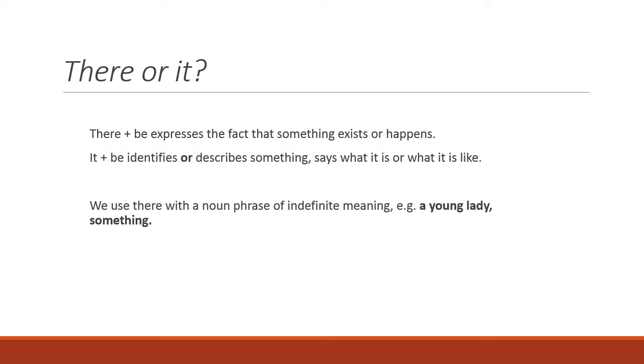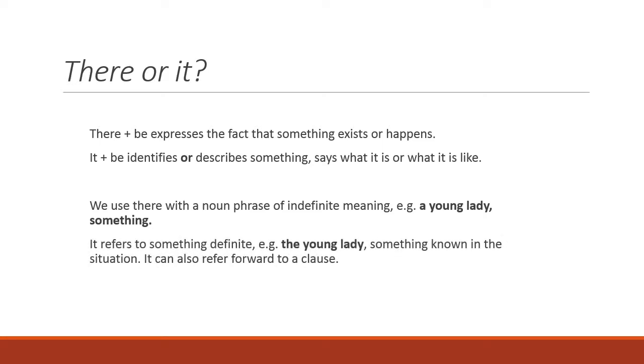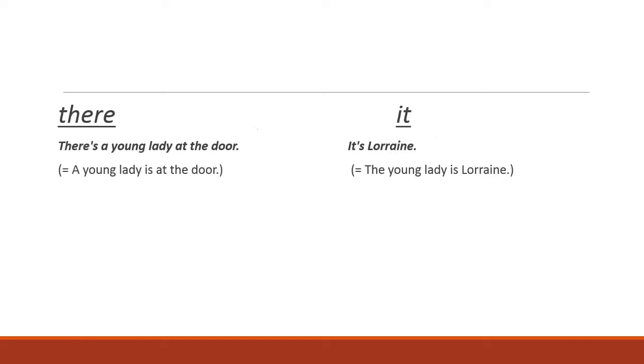Whereas it describes something, it identifies or describes something, saying what it is or who it is. So it is more definite in that sense. It refers to something definite. Example, the young lady. When you say the young lady, it is something known in the situation. It can also refer forward to a clause.